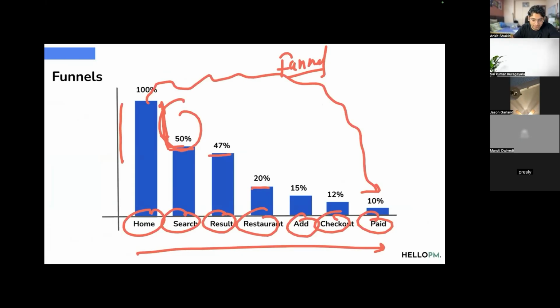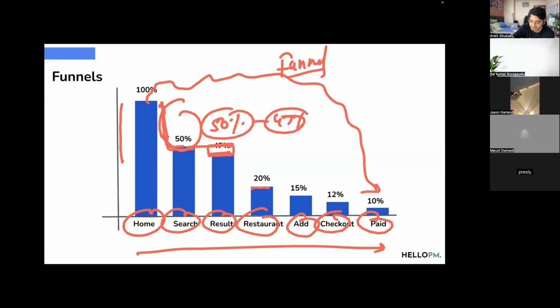Okay. Now, why is the difference between this? Why is the difference between the 50% and 47%? Load time, not the right result. Yes. It could be possible that many people are actually mistakenly clicking on the search button because it is at the bottom. Their thumb is in that place, and then they come back to the home page. That could also be there, right?